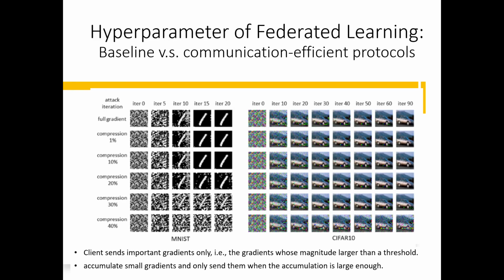We also compare the client privacy leakage under baseline communication protocols and under communication efficient protocols. We consider methods that send only the important gradients to the server. Small gradients are accumulated and will be sent out when the accumulation is large enough. We observe that client privacy leakage attacks remain effective at 40% of pruning for CIFAR-10 and is largely mitigated for MNIST at 30% of gradient pruning.